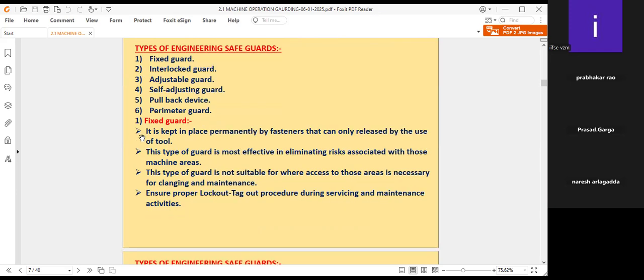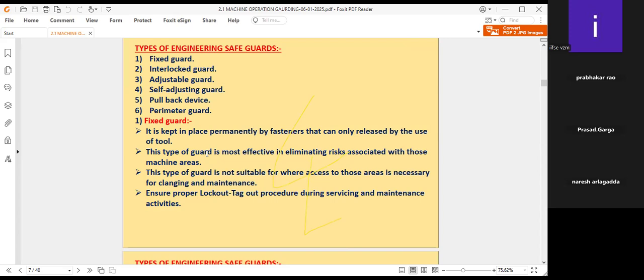One is the fixed guard. It is kept in place permanently by fasteners, by bolts, or by putting some bed bolts and screws, and it can only be released by the use of a tool. Only the maintenance team will take care of that. This type of guard is most effective in eliminating risk associated with those machine areas because it is fixed already. None can go nearby. Definitely one standby is there.